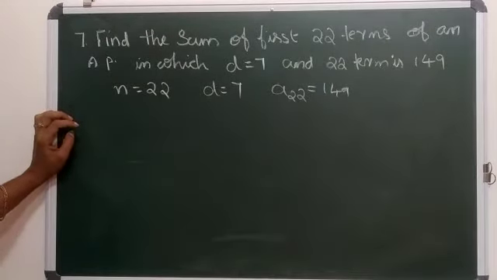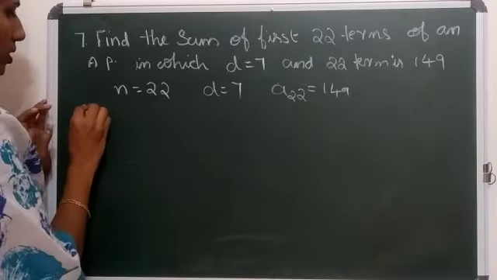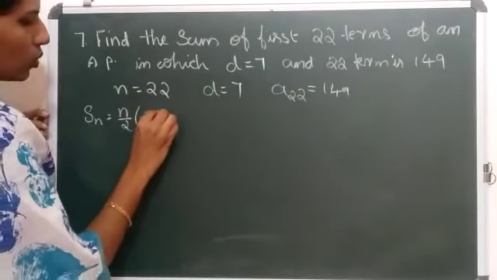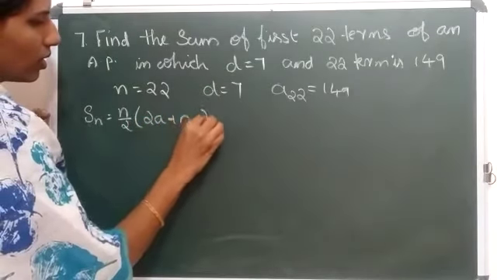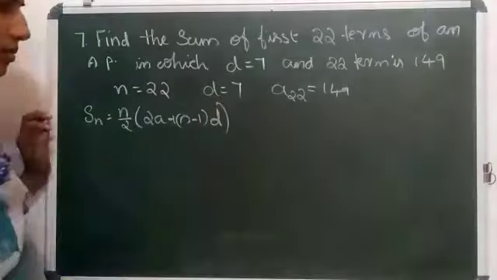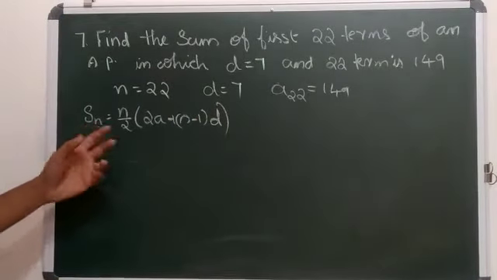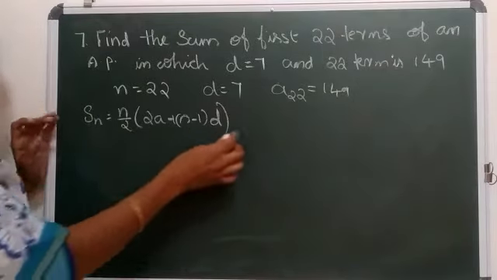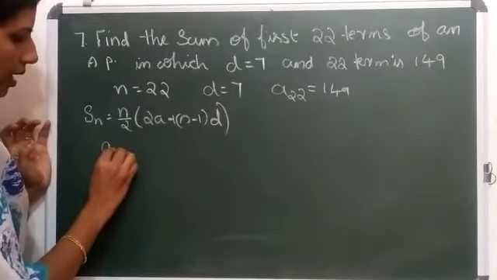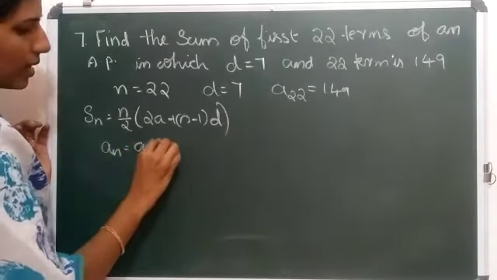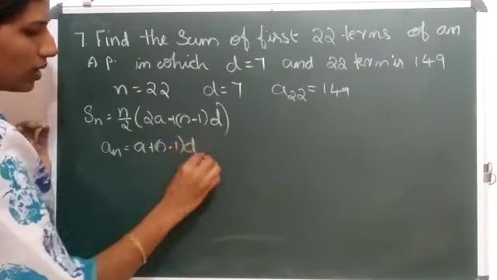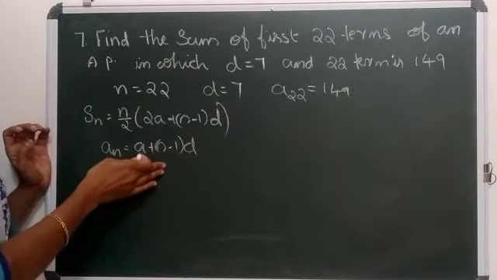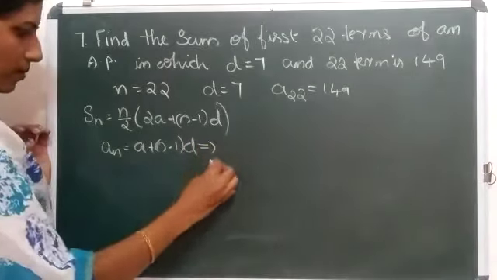So we need to find the sum. We know the equation for finding the sum: Sn is equal to n by 2 into (2a plus (n minus 1) into d). This is our equation. In that, we don't know a. So first we will find a using the equation an is equal to a plus (n minus 1) into d, because all the data are given to apply in this equation. So we are finding a.